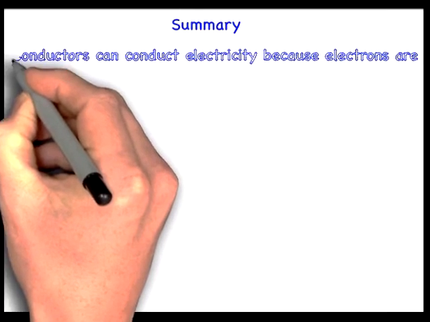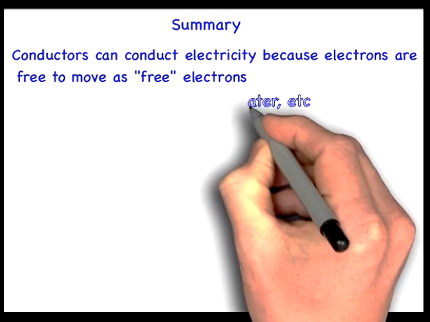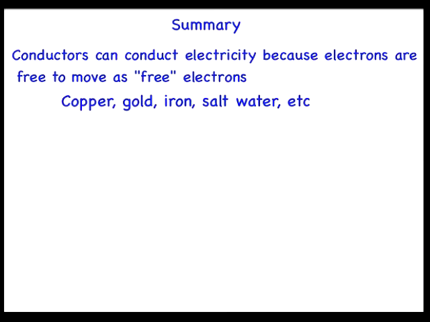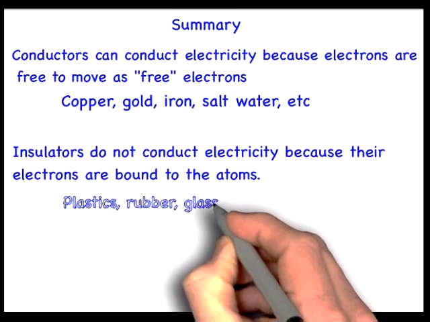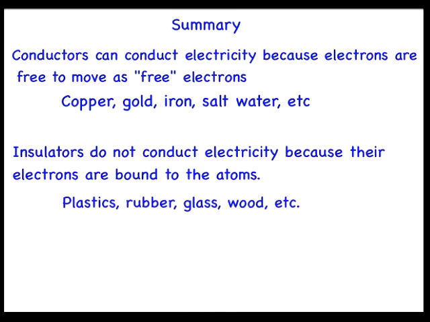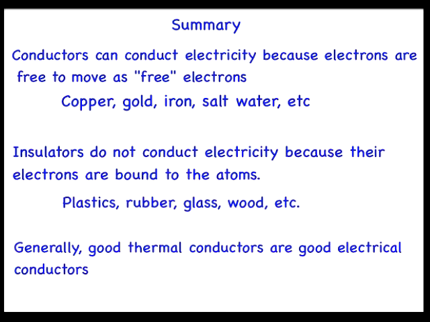In summary, conductors can conduct electricity because electrons are free to move as free electrons. Some examples of good conductors are copper, gold, iron, and salt water. Insulators do not conduct electricity or conduct it poorly because the electrons are bound to the atoms and are not free to move. Some examples of good insulators include plastics, rubber, glass, and wood. Finally, in general, good thermal conductors are good electrical conductors.